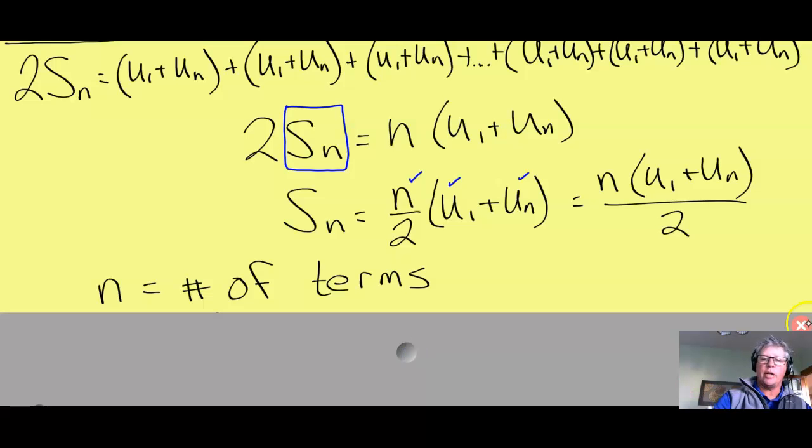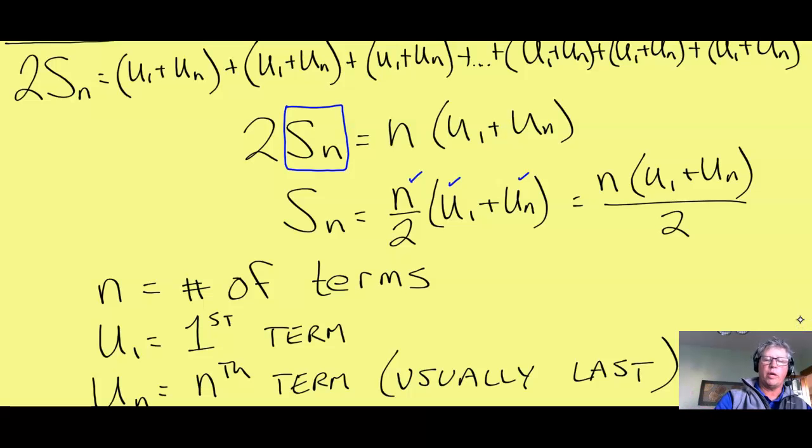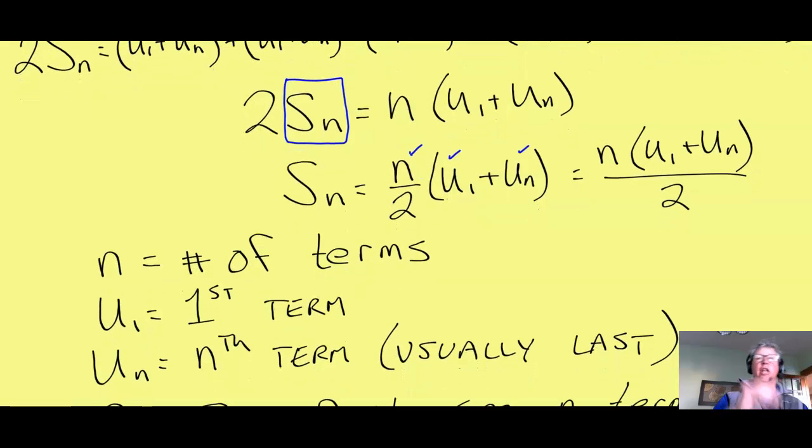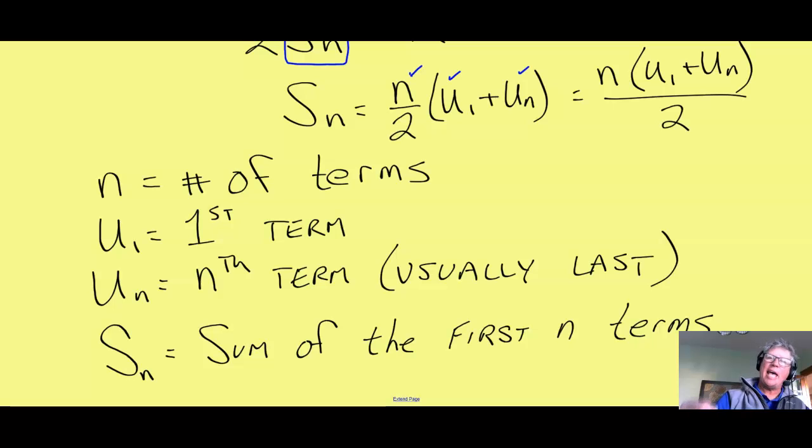For your notes, I definitely want you to have what the n, the u sub 1, and u sub n are. n is the number of terms we're adding up: the first 50 terms, the first 100 terms, the first 3 terms. u sub 1 is always the first term, and u sub n is the nth term. It's usually the last term that we're adding up to, but I want to say that generally because things can flux a little bit. So it's a great way to start. And don't forget S. S is the sum of the first n terms.